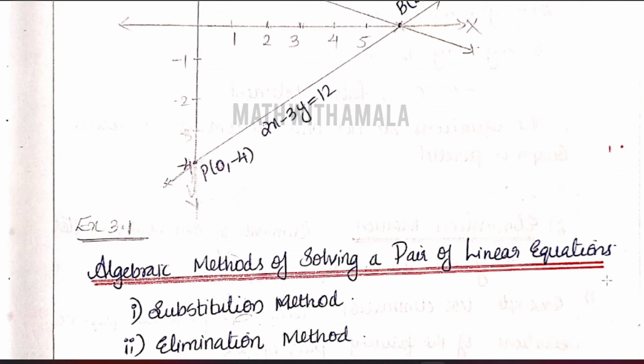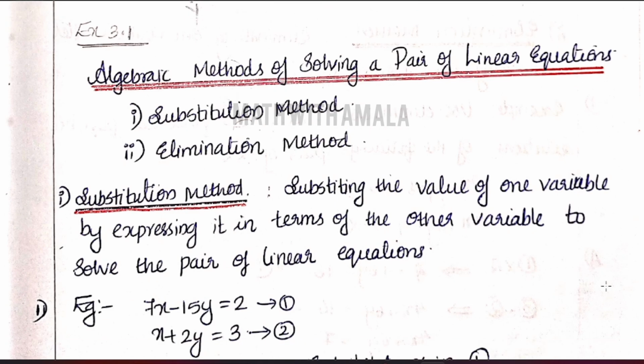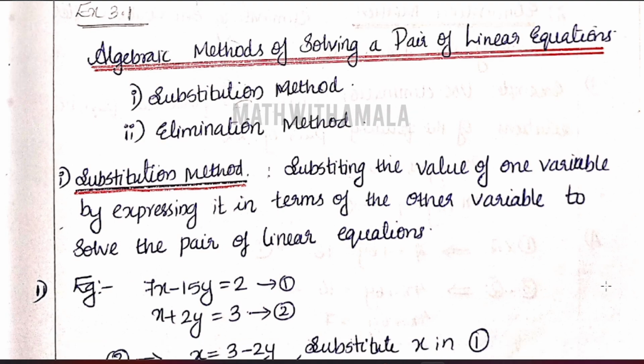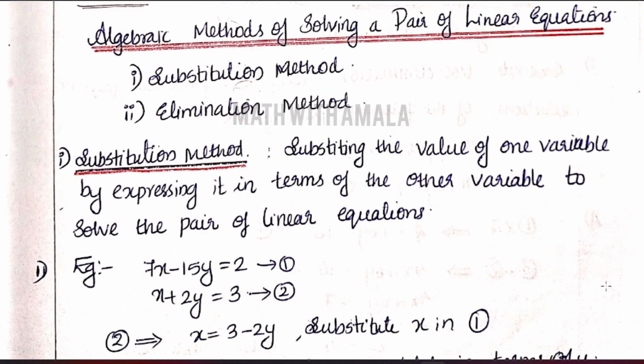After exercise 3.1, you can move to the algebraic methods of solving a pair of linear equations. Here we have two methods to solve. In this chapter, we first discussed what linear equations are, then a pair of linear equations and how to represent them algebraically and geometrically, then the consistency and inconsistency, like the number of solutions we have found. Now we are going to find the solutions using two methods, substitution and elimination. Let's move to the first method, the substitution method.